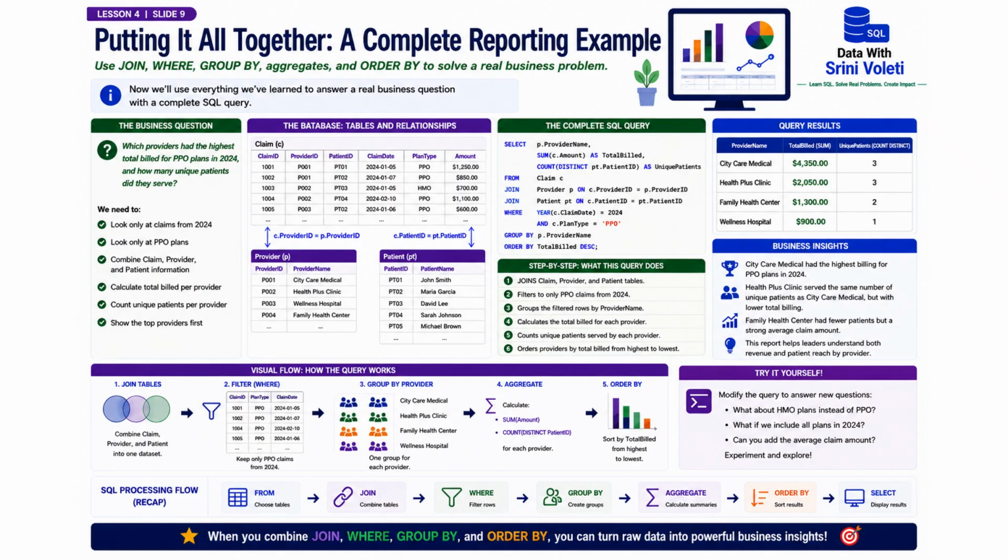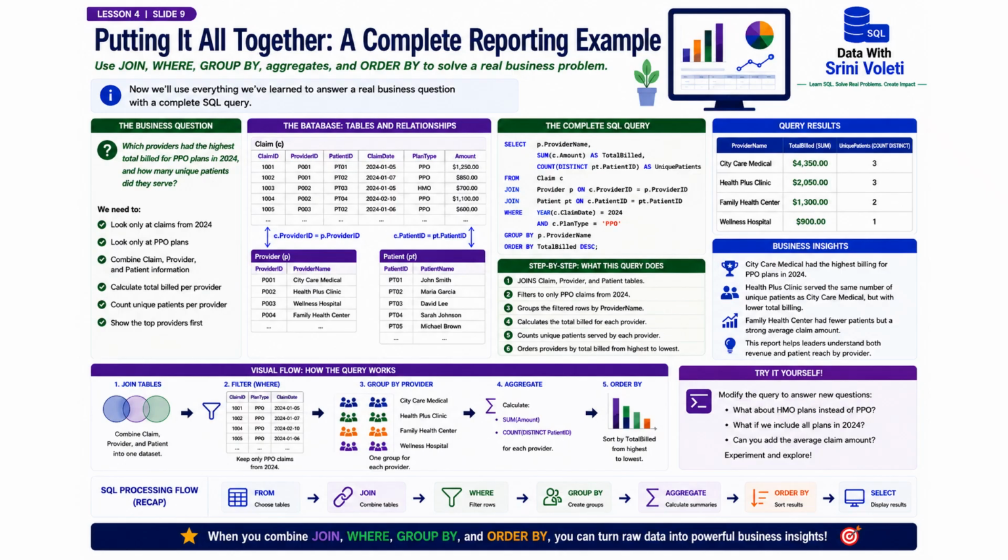Next come the aggregate functions. Sum calculates the total amount billed by each provider. Count distinct counts the unique number of patients served by the provider. Each provider has one summary row containing exactly the information our manager requested. Finally, order by sorts the providers from the highest total billed amount to the lowest. The most successful providers immediately appear at the top of the report. Without reading hundreds of thousands of rows, a manager can instantly understand the result.